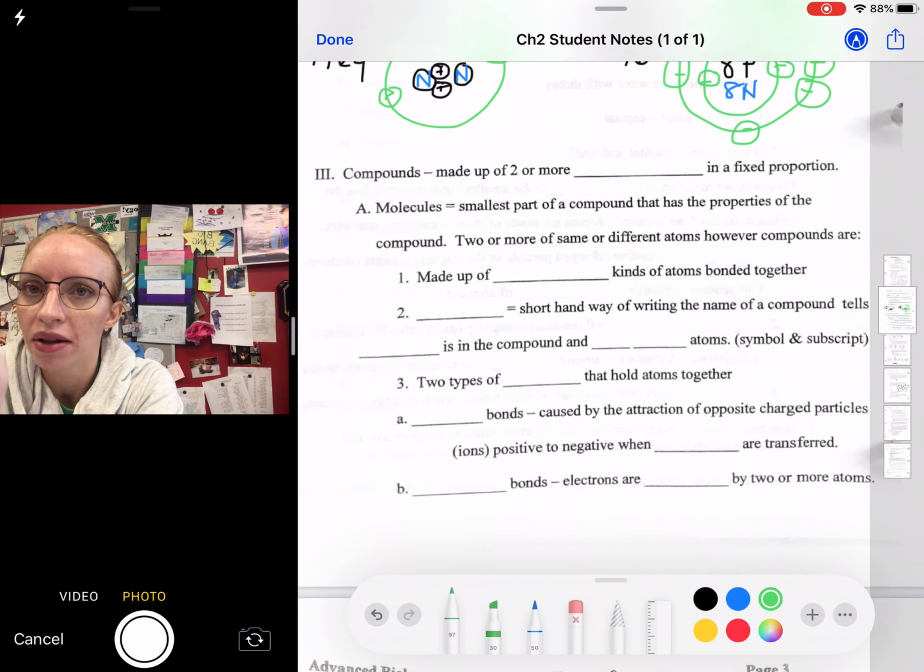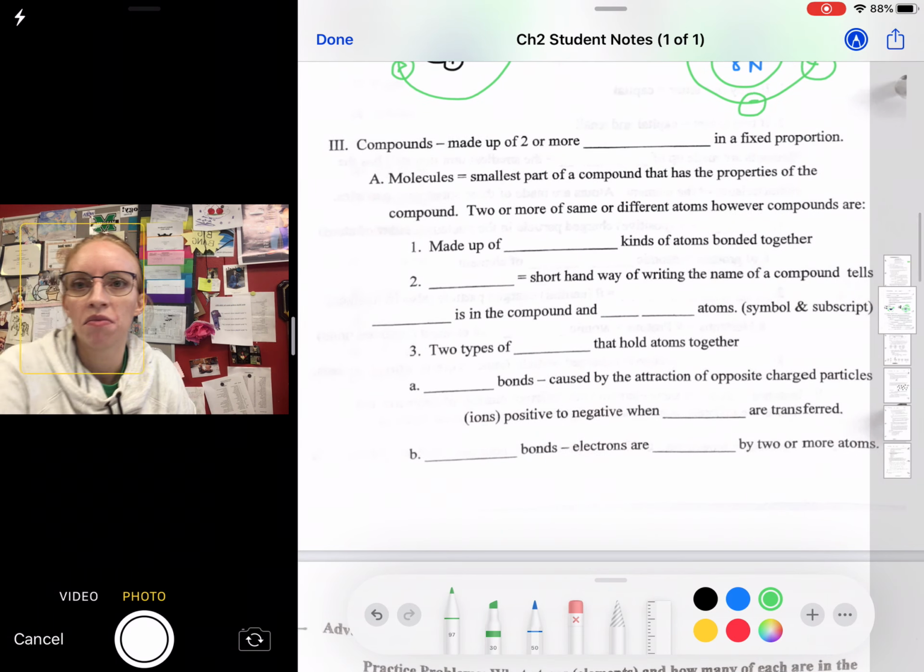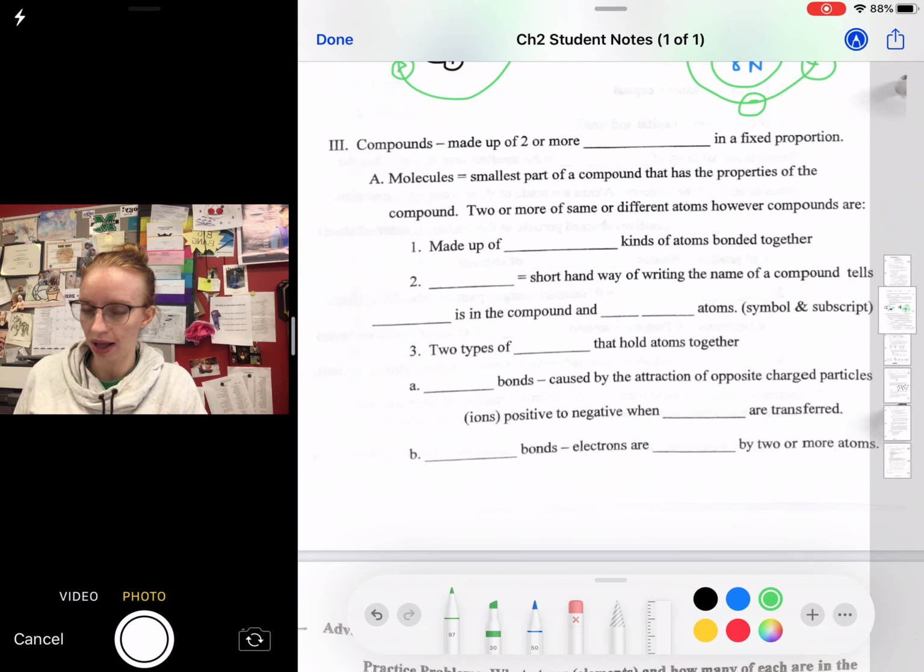Let's talk about compounds. Compounds are made up of 2 or more elements in a fixed proportion. You have types of compounds. Molecules are considered the smallest part of a compound that has the properties of the compound. 2 or more of the same or different atoms, however, can be in a compound.